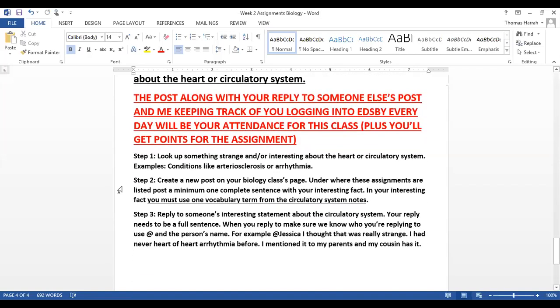So step 1, look up something strange or interesting about the heart or circulatory system. Examples would be heart conditions like arthrosclerosis or heart arrhythmia. There's lots of different heart conditions, or anything about the circulatory system, the blood vessels, things like that. Find something strange and or interesting, right?